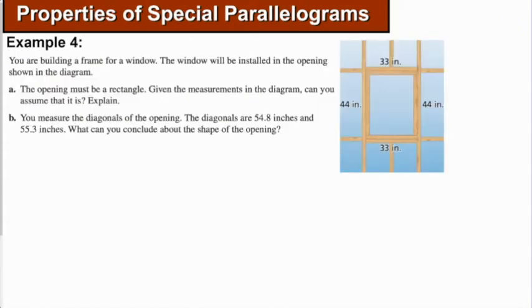So in example 4, it says you are building a frame for a window. The window will be installed in the opening shown in the diagram. Part A says the opening must be a rectangle. Given the measurements in the diagram, can we assume this and explain? And we see that opposite sides are congruent. But is that enough to say it is a rectangle? And the answer is no, we cannot assume this. Right now, we know it is at least a parallelogram, and that's all.